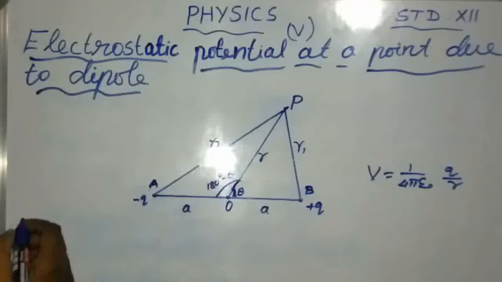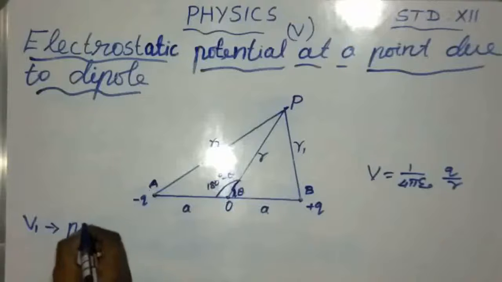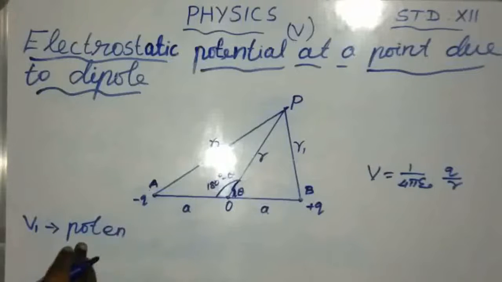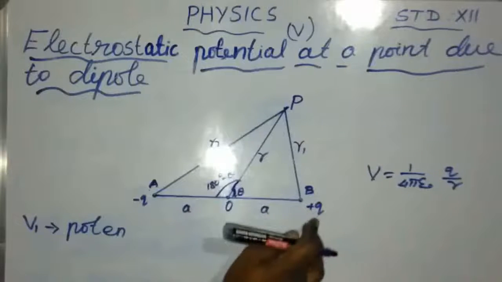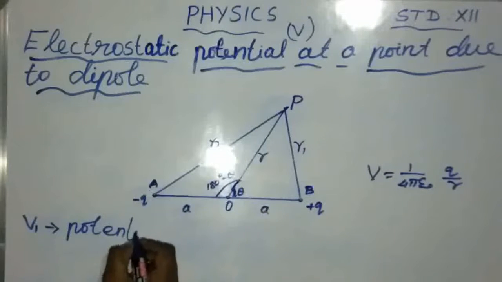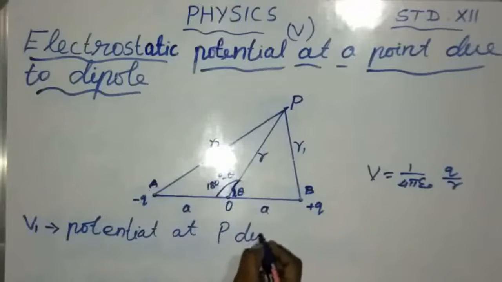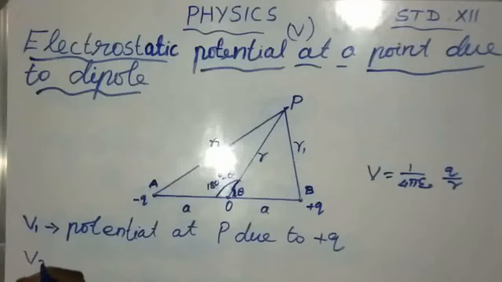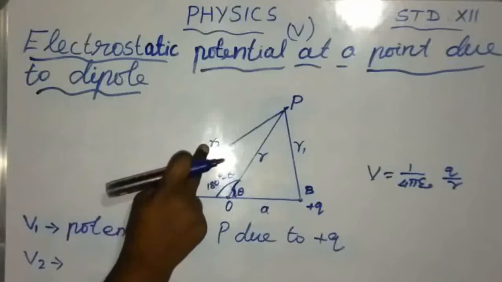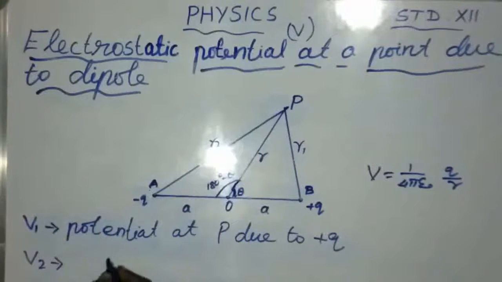Now let V1 be the potential at P due to plus Q. V2 is the potential at P due to minus Q.